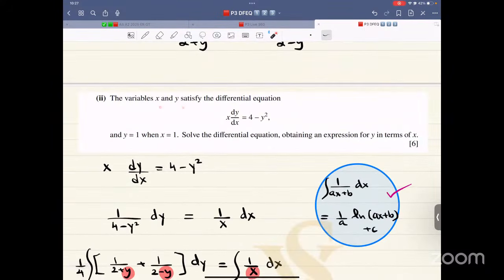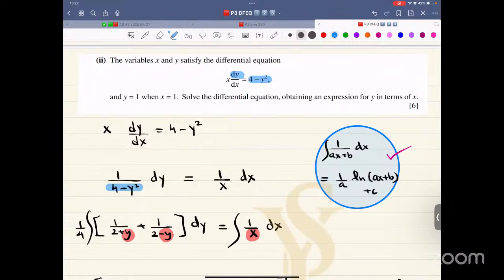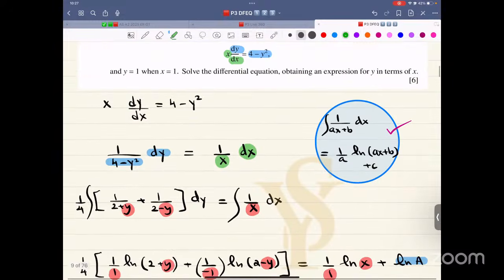The variables x and y satisfy this differential equation. So now how is it supposed to be done? There is y over here. There is 4 minus y square over here. This is 4 minus y square. This is dy. The partial fraction was already done. This one is x over here. This one is dx over here. Take it to the other side. So this is 1 over x dx.